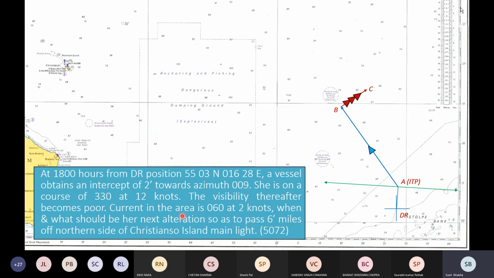We need to pass 6 miles off the northern side of Christianso Island main light. Let's identify this light on the chart. This is where you have the Christianso Island main light. Since we need to pass 6 miles off from the northern side of this light, let me draw a safe distance circle. So I pick up my compass centered at this particular lighthouse, radius equal to my safe distance of 6 nautical miles, and we draw our safe distance circle.